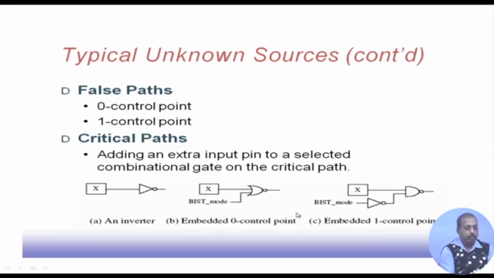On the other hand, if we require that this point should be 1 in the BIST session, then we have to embed one control point. In that case, in the BIST mode, it has to be inverted and then it goes through a NAND gate. You may notice that we are not increasing the delay; the delay of this path was 1 gate, and here also it is 1 gate. So, for critical paths, we add one extra input pin to a selected combinational logic on the critical path.